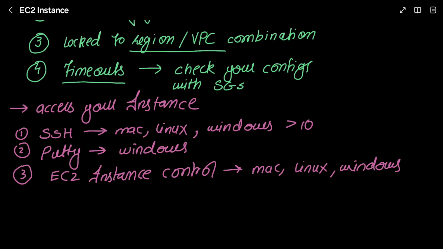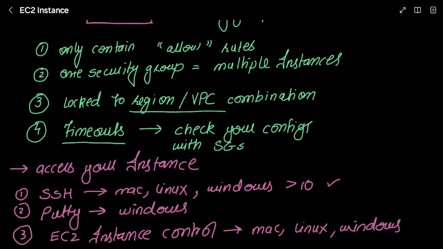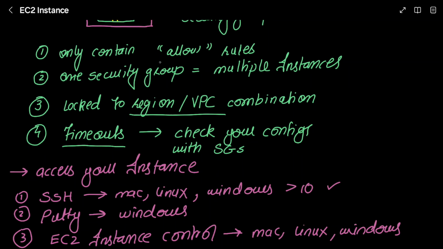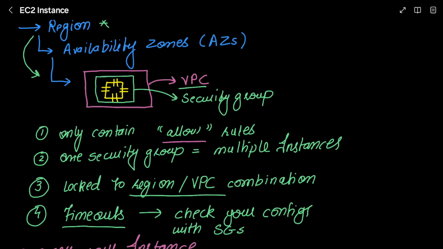So when I say that you can get timeouts, even when you're trying to use SSH or even instance connect, then you need to make sure that your allow rules are intact. You need to make sure that whatever IP you're using is basically allowed at the security group level.